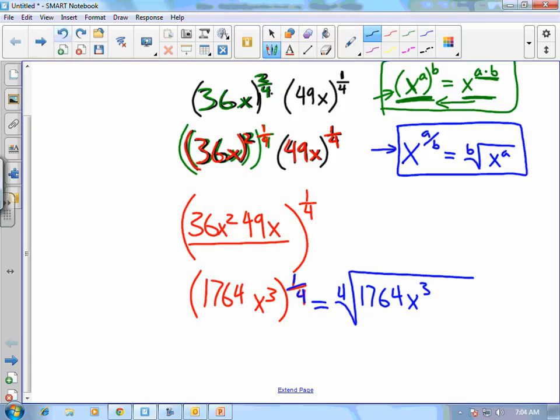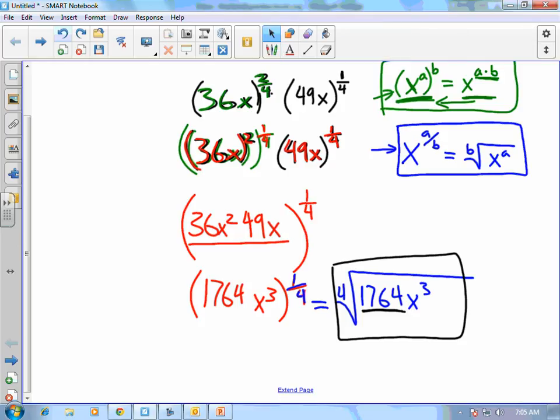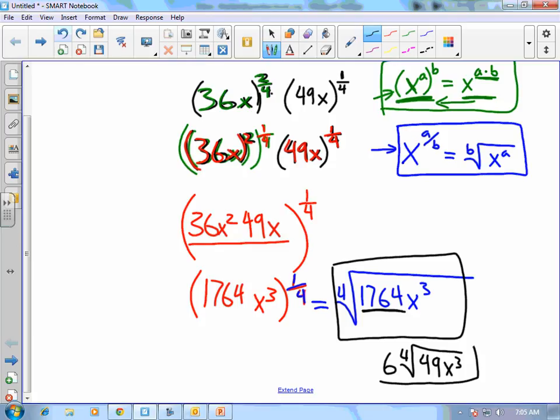Now this right here is an answer that's probably good enough, but you can actually simplify that a little bit more. The 1764 part here, if we factor it and pull out everything that multiplies by itself 4 times, we can actually pull out a 6. We'll talk about that in class though, because this video is already pretty long. But just know that you can keep going with this one more step, and the answer you should get is 6 times the 4th root of 49x to the 3rd. So see if you can figure out how we got this from this, and we'll talk about it in class.